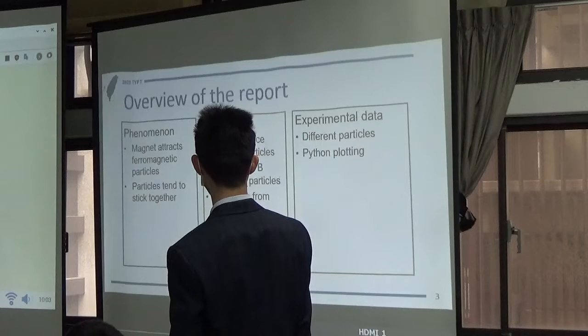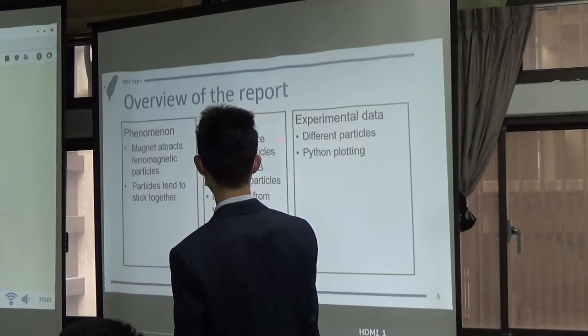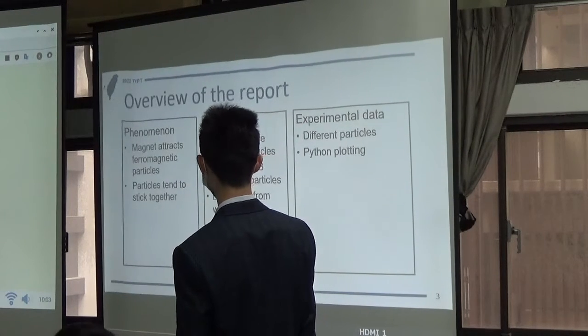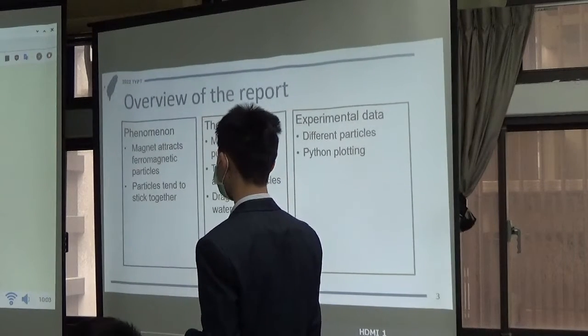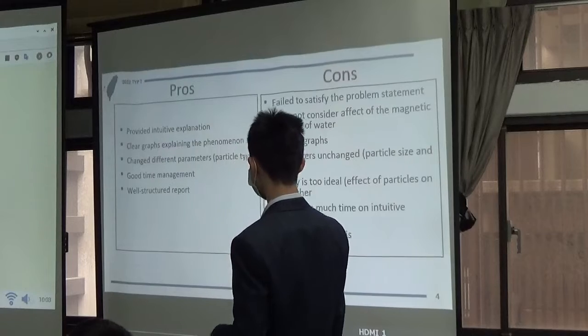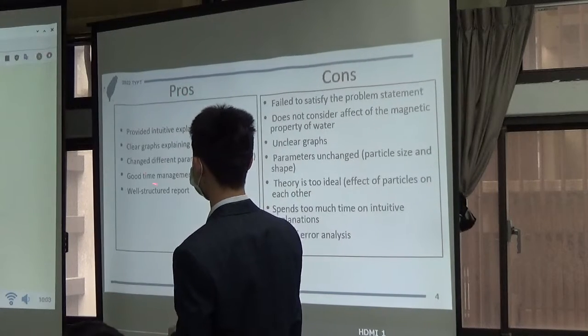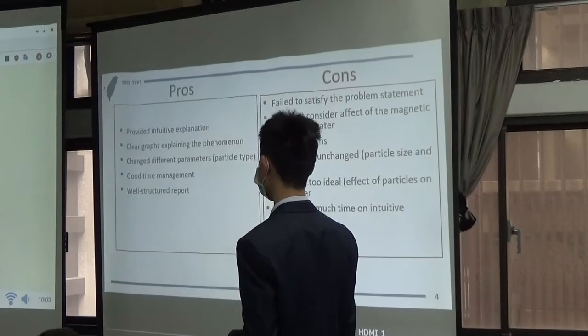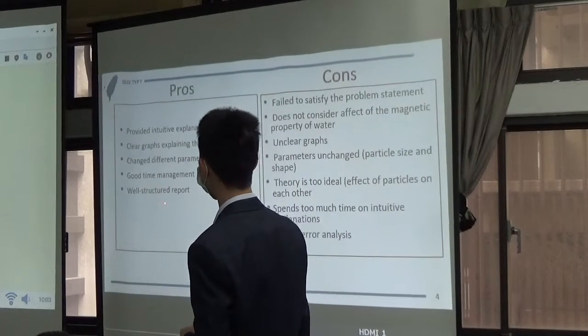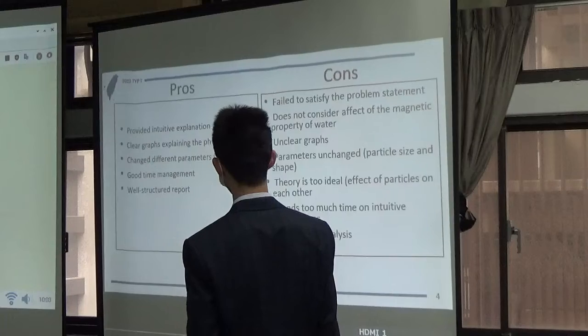And finally, in their experimental data, initially they tested different particles, and they chose ferroparticles to conduct their experiments, and they also used Python to plot their magnetic fields. So for the pros and cons, they provided intuitive explanation, and then clear graphs explaining the phenomenon. They changed the different parameters, the particle types, and they have good time management as well as a well-structured report.